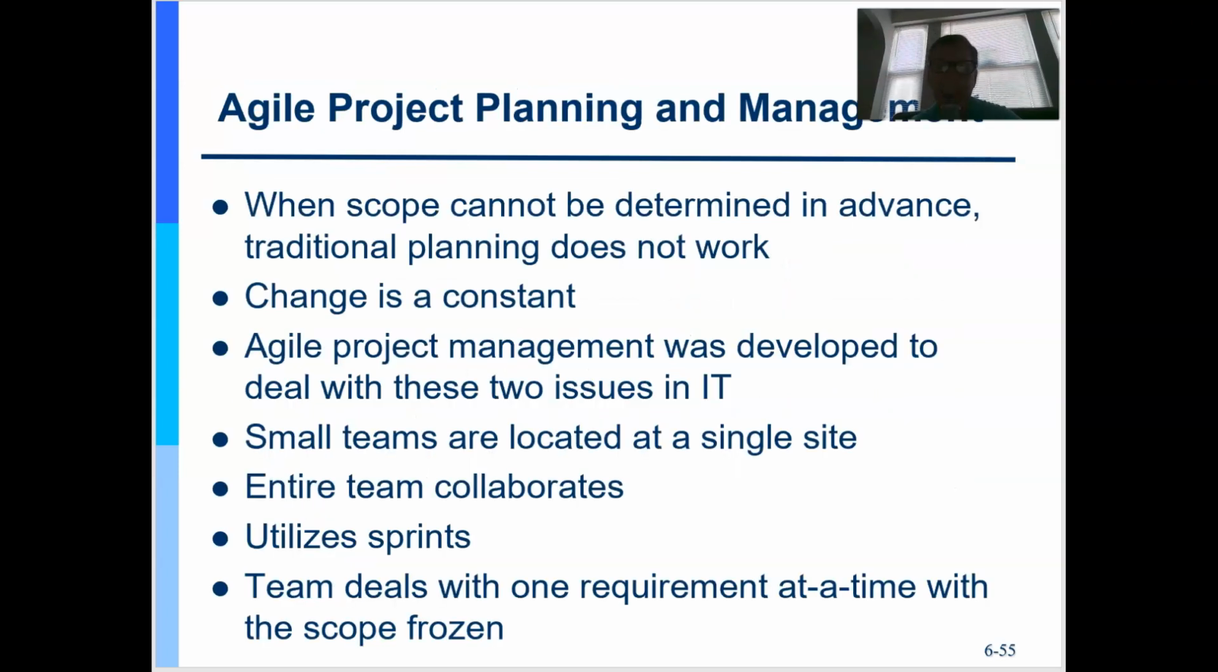Now, Agile project management has some considerations here also. So if your scope can't be determined early on, Agile becomes a good way to go, as opposed to this traditional waterfall approach that we've been talking about. In an Agile project, I expect change is constant, right? And it streamlines that change process a little bit. And so it's usually a very small team, 5 or 6 people, tops.